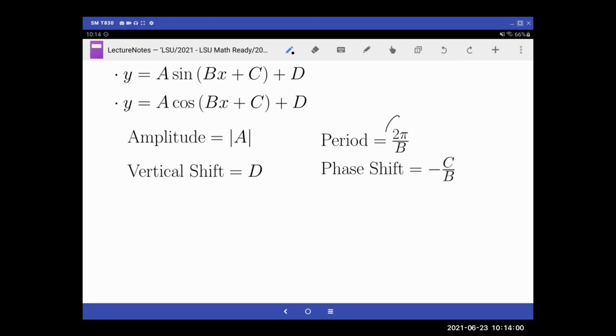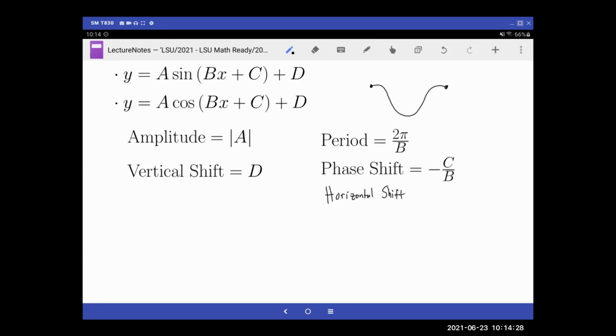Okay, the period, if you're trying to figure out when does the wave start over, you do 2 pi divided by b, okay? And b in this case is the number in front of x, for both sine and cosine. It's the number in front of the x. And then finally, the phase shift. When you think of phase shift, think horizontal shift.